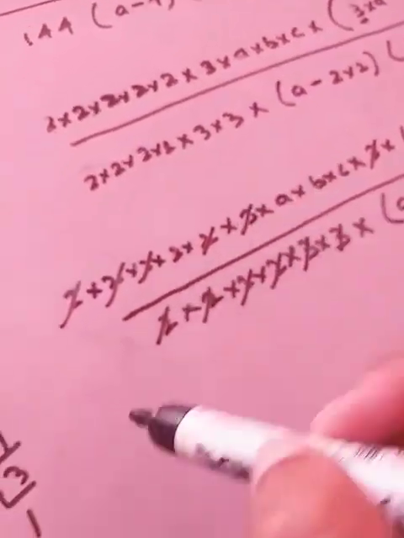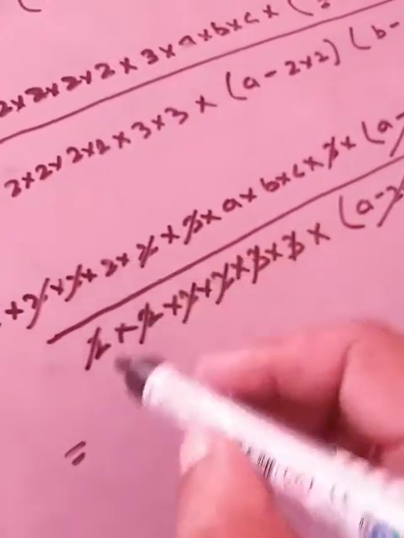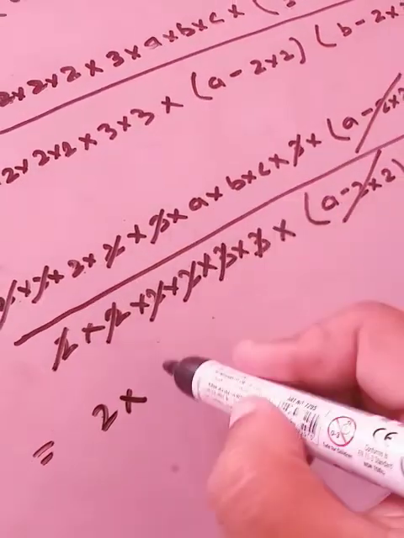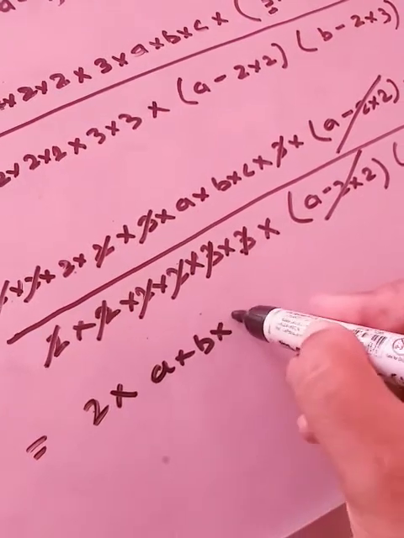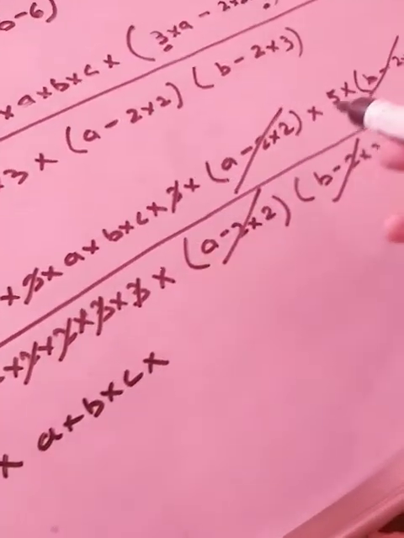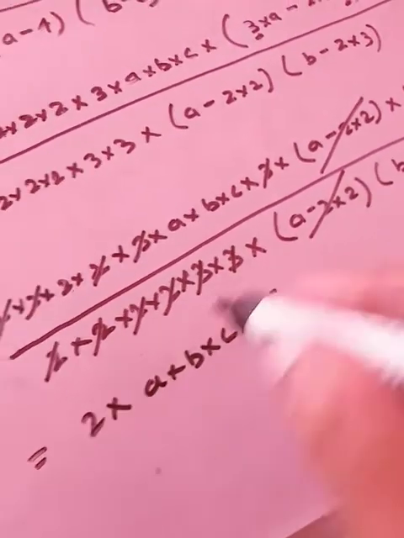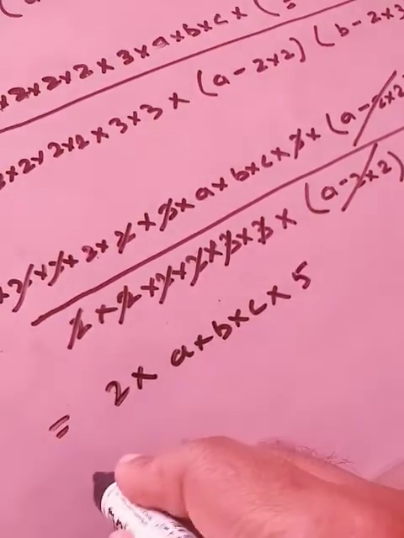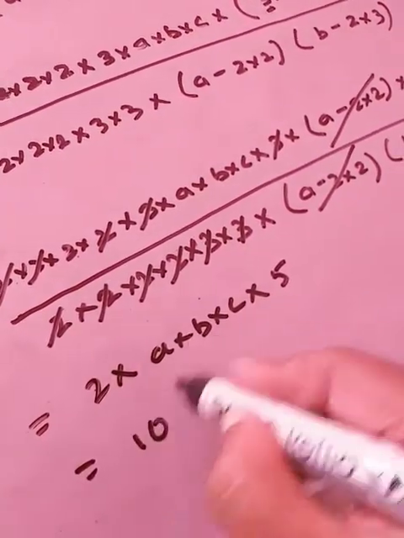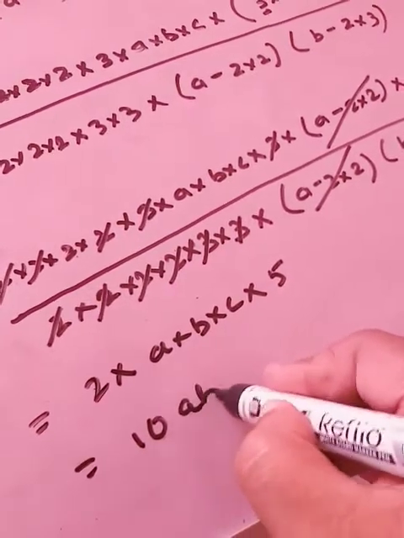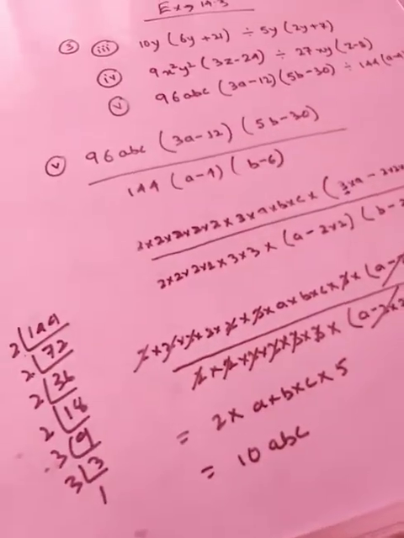Now what are the numbers remaining in the numerator? 2 is there, A is there, B is there, C is there, and 5 is there. If you multiply all of them, what do we get? 2 5s are 10, and A into B into C we can write as ABC. So 10ABC is the required answer of question number 5.